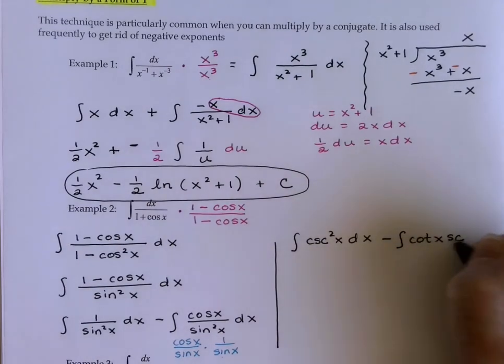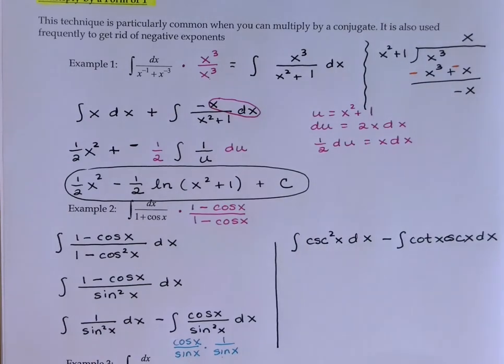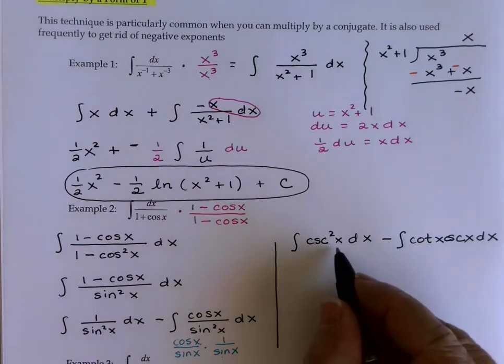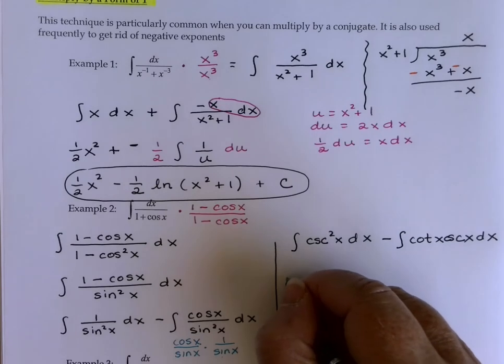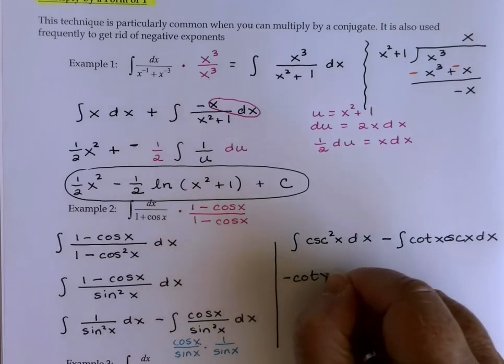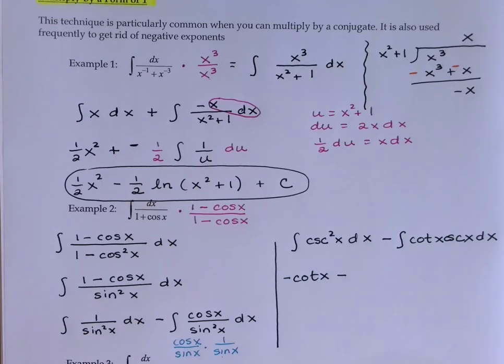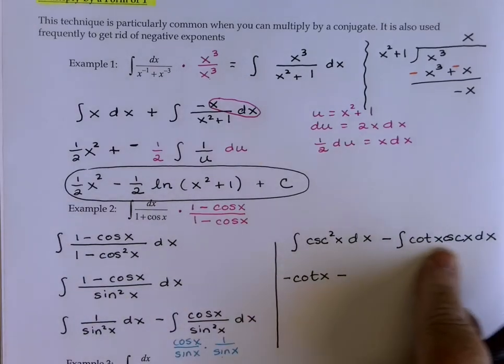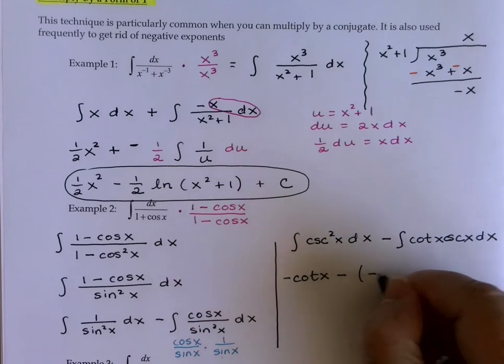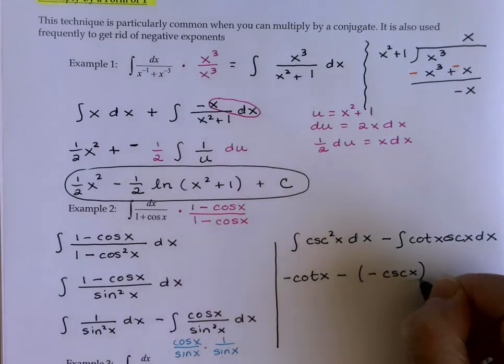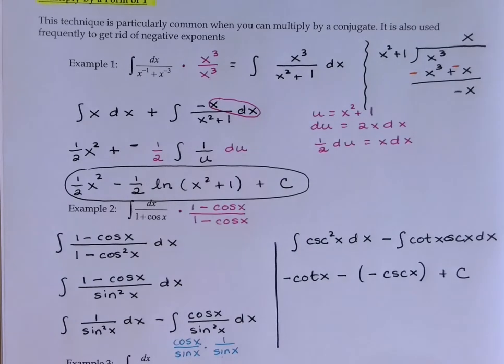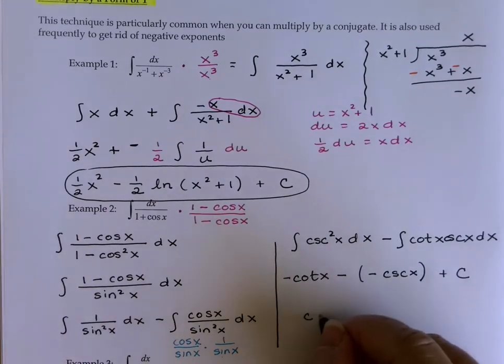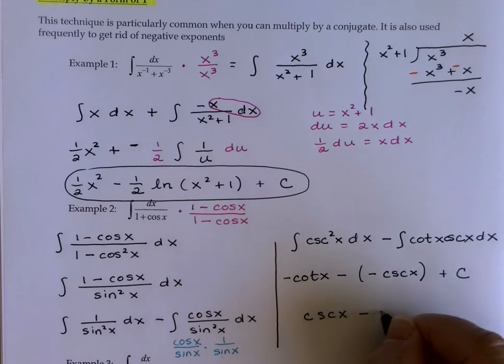Your whole goal on these is always to get them to look like something that you know the antiderivative for. I'm now just about done. I just take everything right off the tables. The antiderivative of cosecant squared x is negative cotangent x. Subtract. The antiderivative of cotangent cosecant is negative cosecant x. Got our plus c. So I end up with, I'm just going to write the positive one first, cosecant x minus cotangent x plus c.